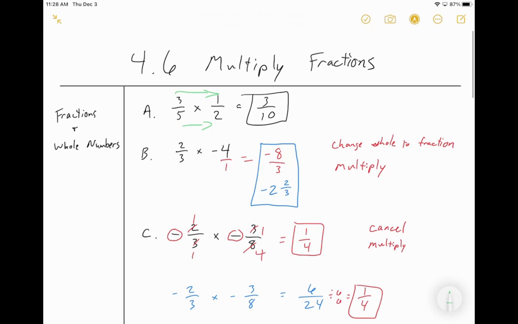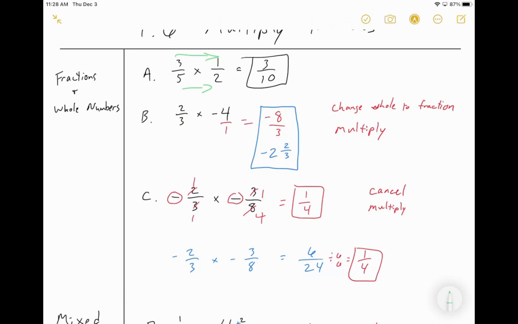On letter B and C, you might have to do some canceling or changing whole numbers to fractions. That's what we did here. And then we also made sure we watch out for negative signs. And we canceled out where we could. That's what we did to get our final answer.